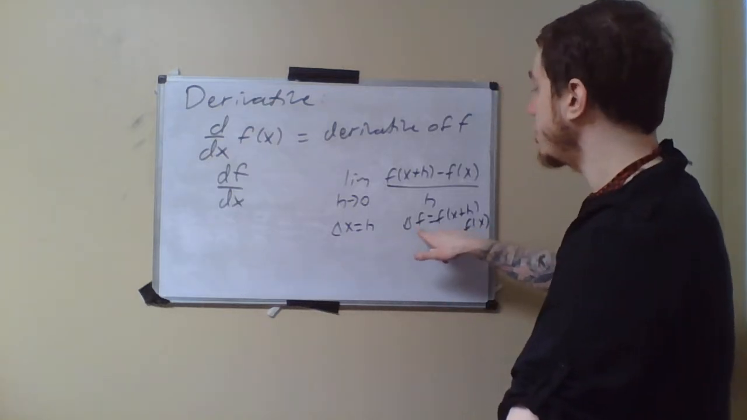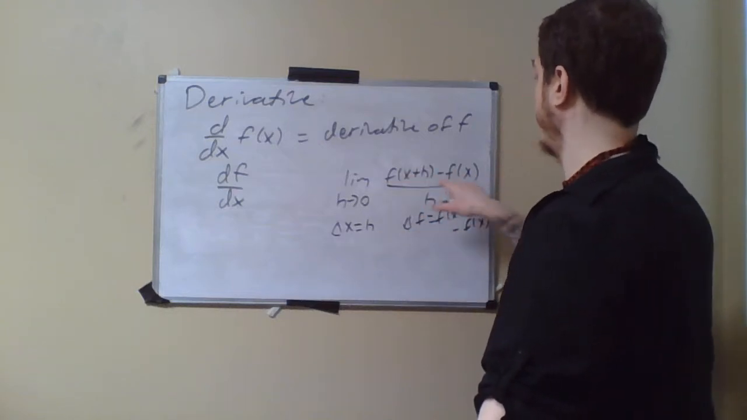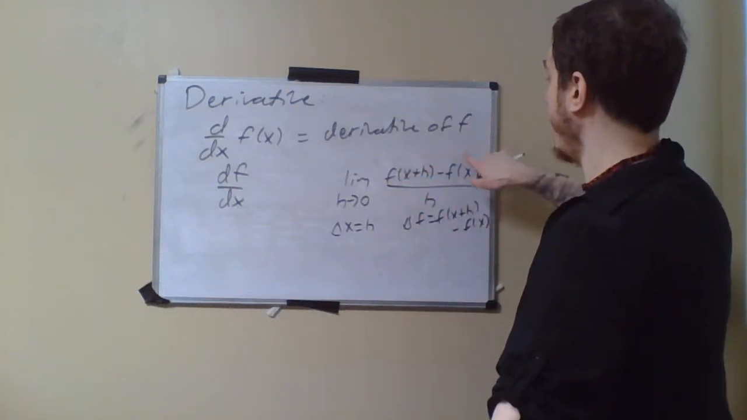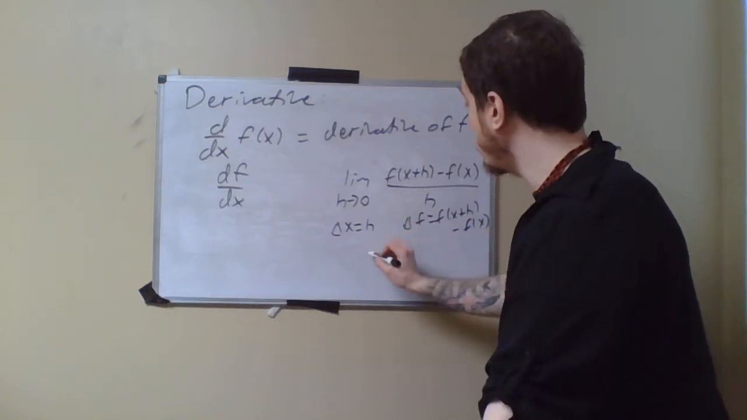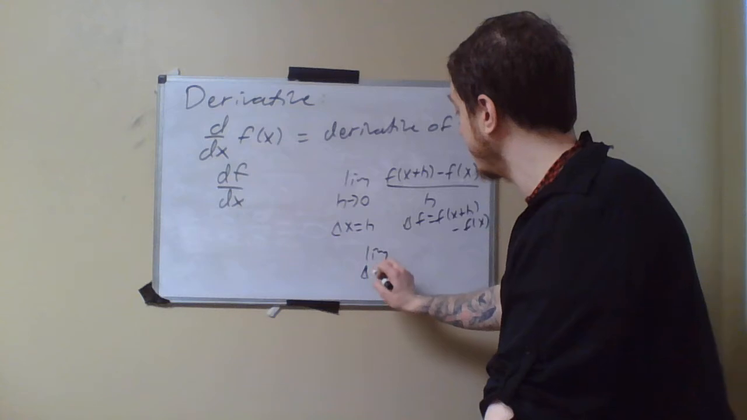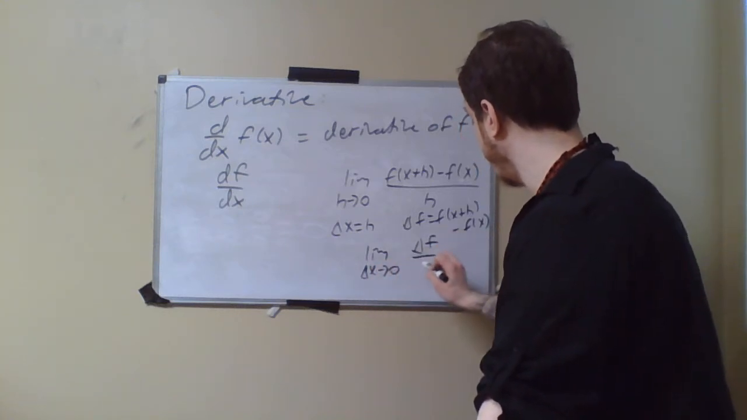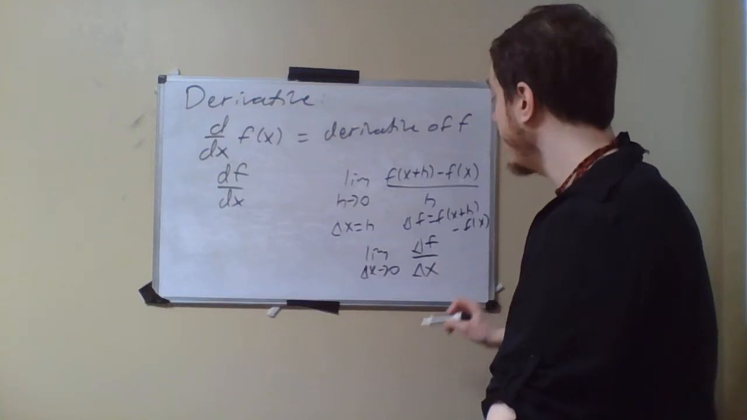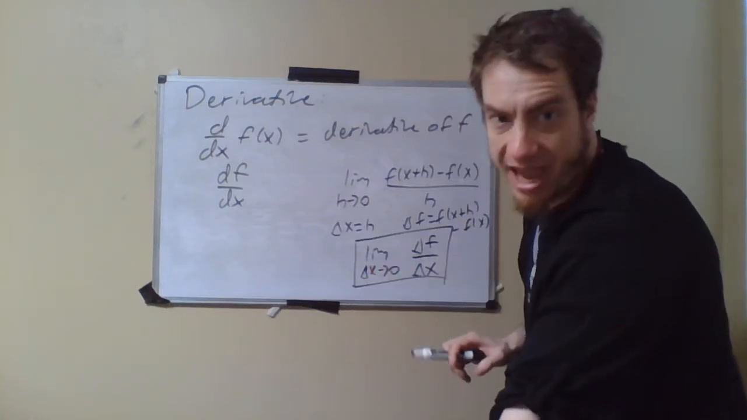So this is the change in f, and this is the change in x. And you'll notice that when we look at this limit, this is the change in f, and h is actually the change in x. So what we are really looking at is the limit as delta x goes to 0 of delta f divided by delta x. This is another way of writing the derivative that we haven't seen yet.